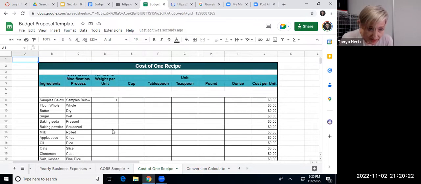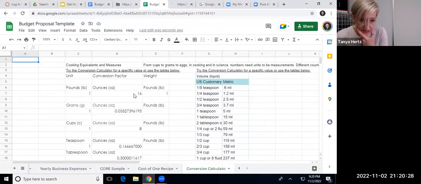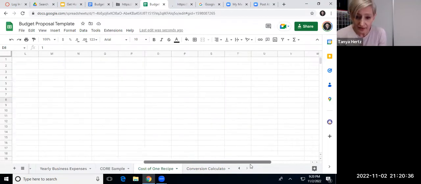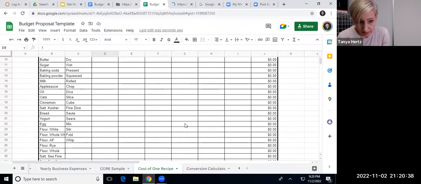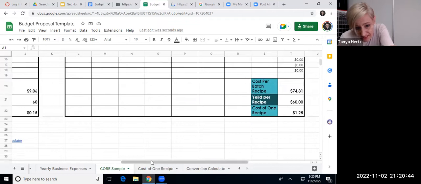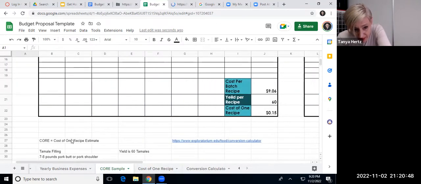So I did put in here some samples along with some basic conversion calculations. You can use Excel to do those conversions, and then, based on the cost that you have for your food, there it is, cost recipe sample, you can break it down and see exactly how much it costs per yield.